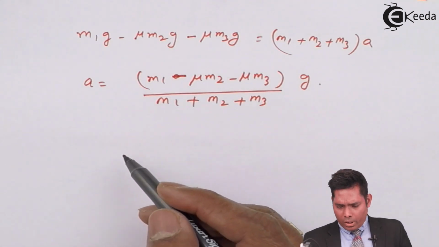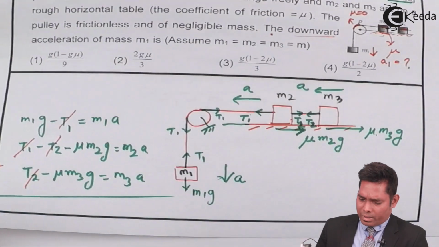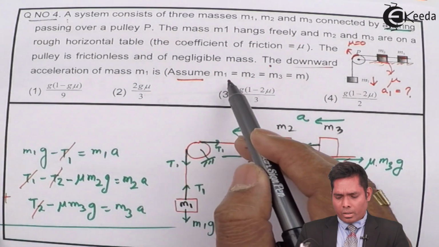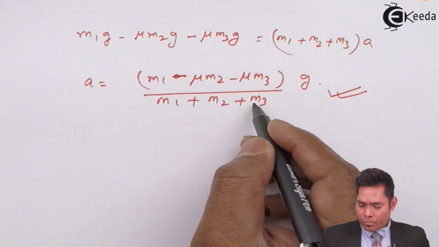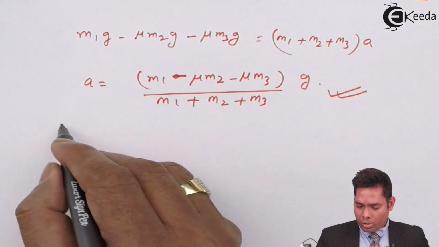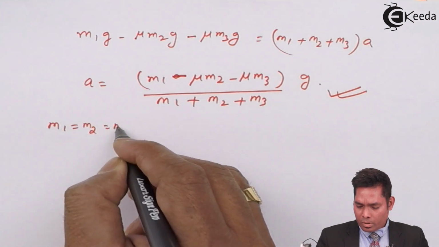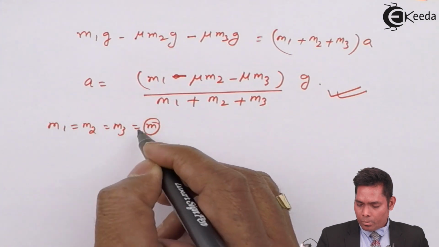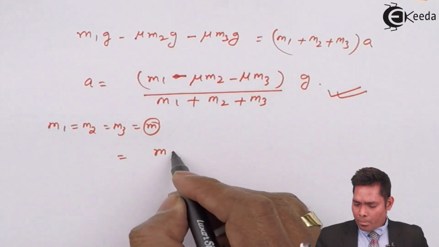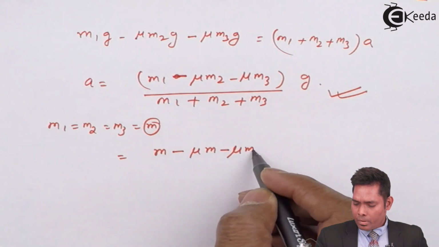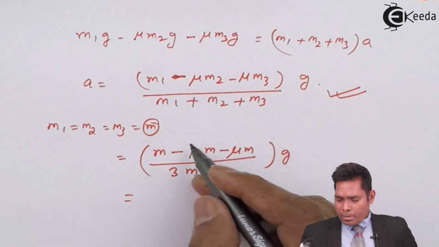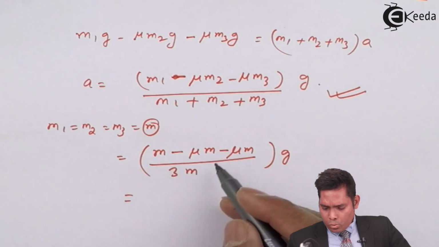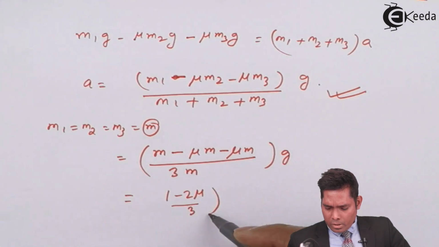Now this is the general expression for acceleration. Assuming m1, m2, m3 are the same mass m, if I substitute that value, in place of m1, m2, m3 you put m. So you will have m minus mu m minus mu m, divided by 3m, into g. M taking common and cancelling out, this is 1 minus 2 mu divided by 3, into g.